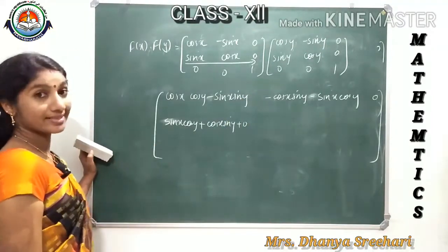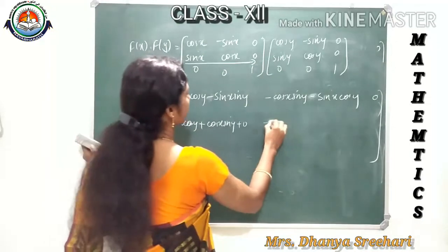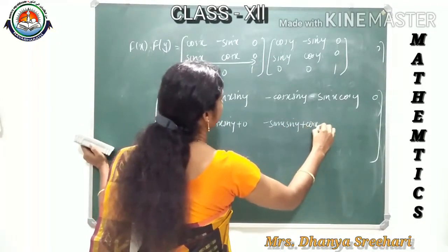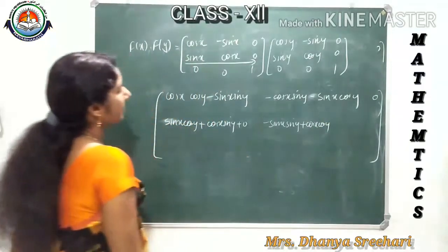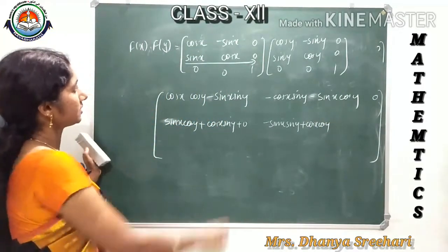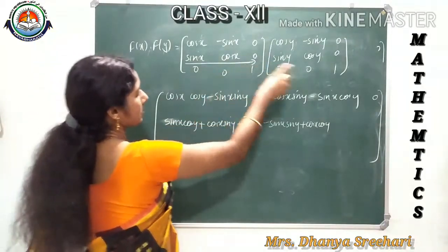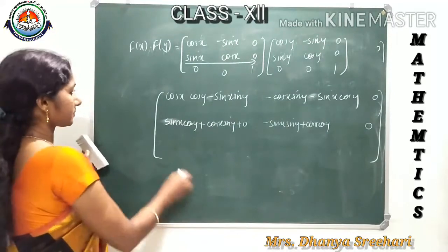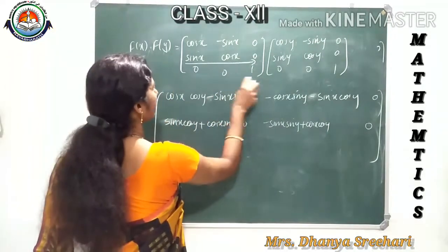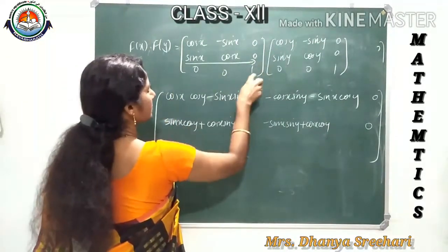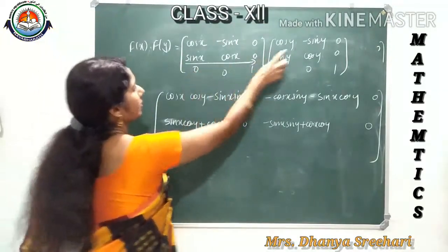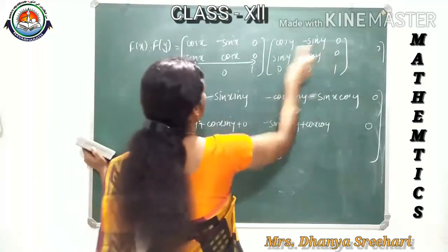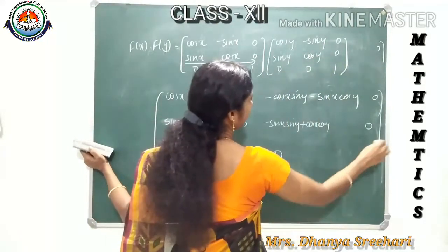Then to get the second element, sin x into minus, so minus sin x sin y plus cos x cos y. And the next element, sin x into 0, cos x into 0, 0. So we are getting the third element 0. Okay. And here third row is 0 into this one, 0 into this one, 1 into this one, 0 we are getting. 0 into this one, 0 into this one, 1 into 0, 0 we are getting. 0 into 0, 0 into 0, 1 into 1, 1 we are getting.